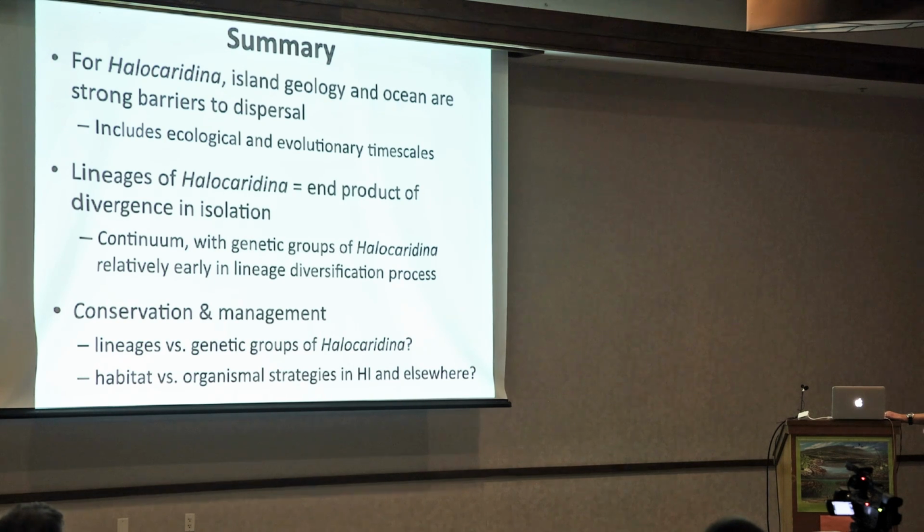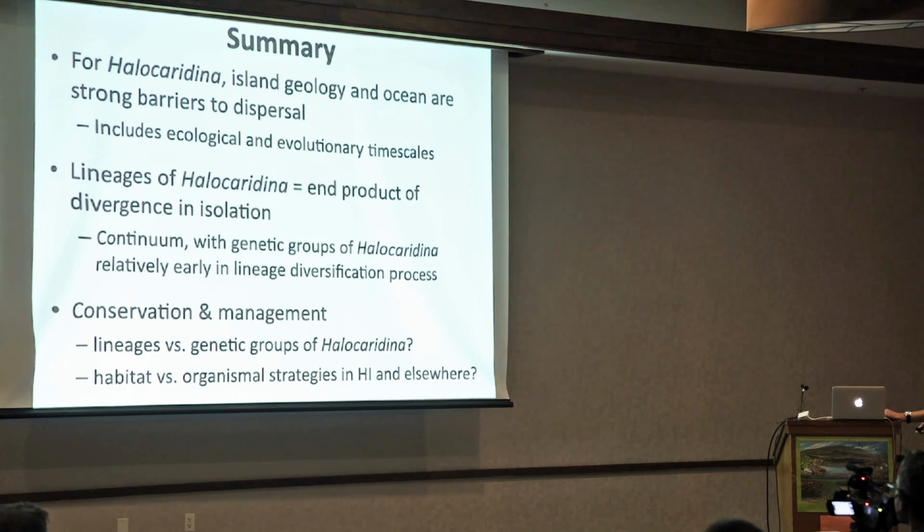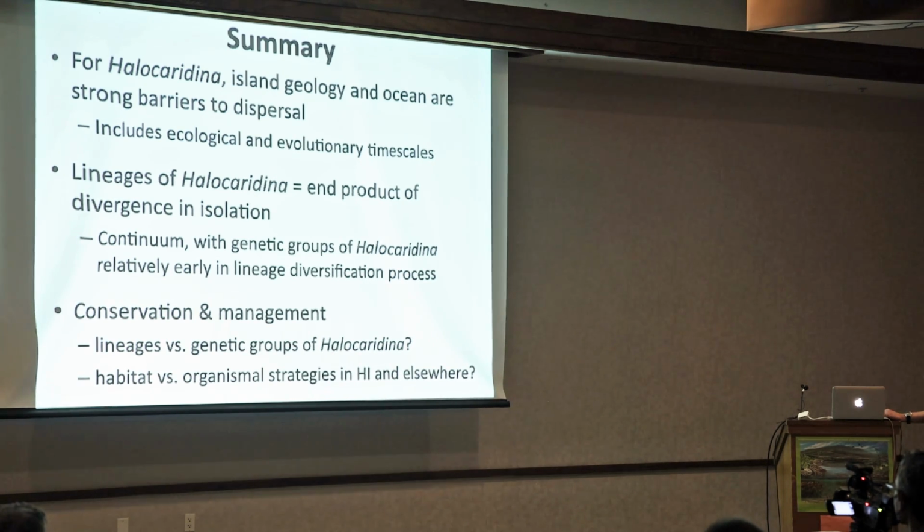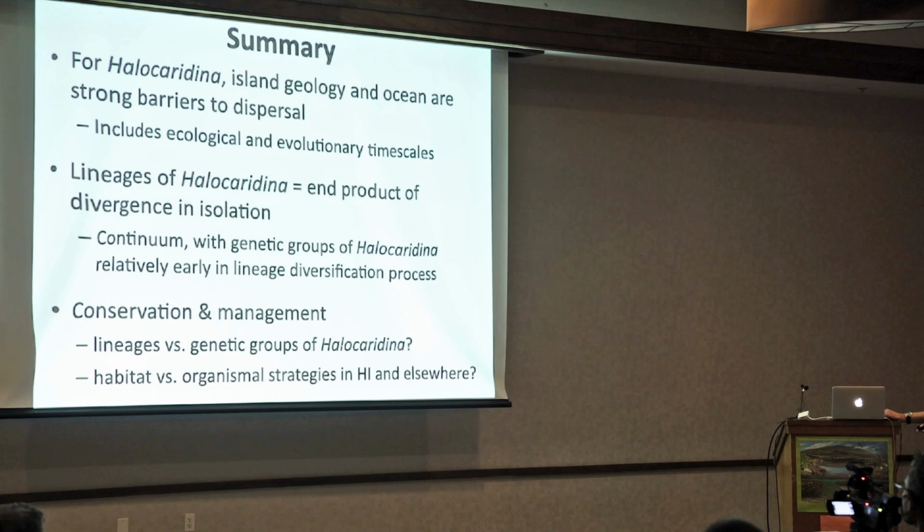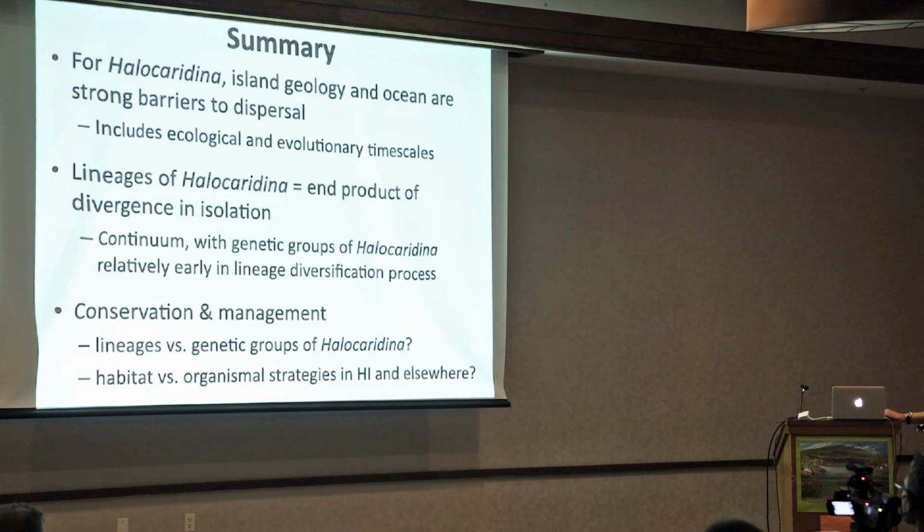And what it brings up is this very interesting situation when it comes to conservation and management. So from Halocaridina's aspect, we often ask ourselves, well, how do we protect these species? Do we look at them from a lineage or these different genetic groups? Now remember, lineages, we saw that there's about 8 of them. For genetic groups, there was about 15 of them. But in either case, how do you protect 15 or 8 when it comes to Halocaridina rubra?